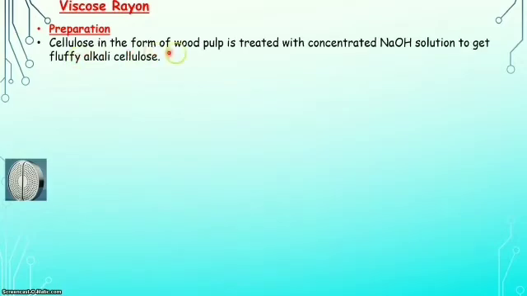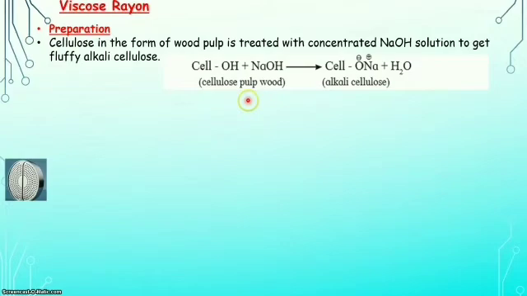Cellulose in the form of wood pulp is treated with concentrated NaOH at 18 to 25 degrees Celsius in order to swell the cellulose, which results in fluffy alkali cellulose. This treatment increases the density of the fiber by removing non-cellulosic components, which enhances the mechanical properties and surface area of the cellulose. Here is the reaction.